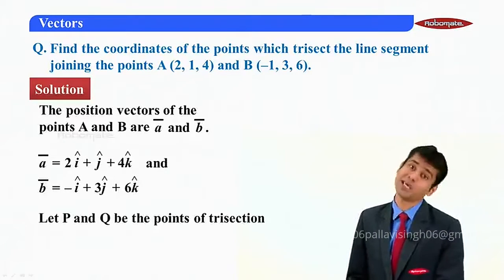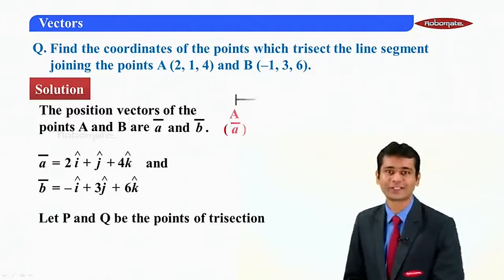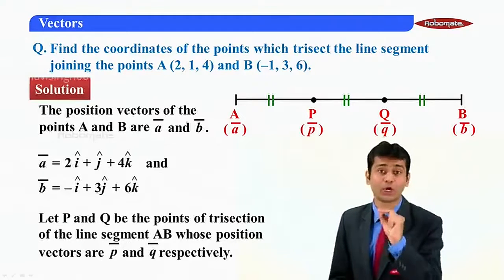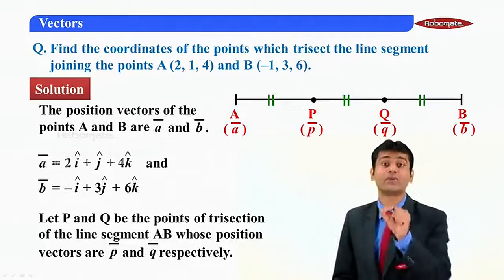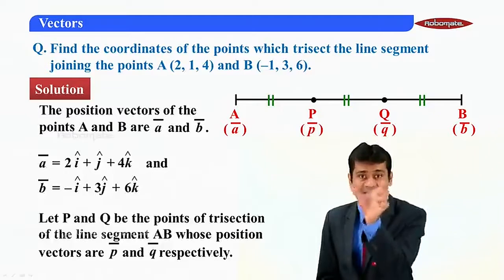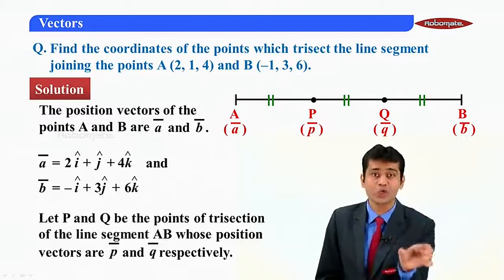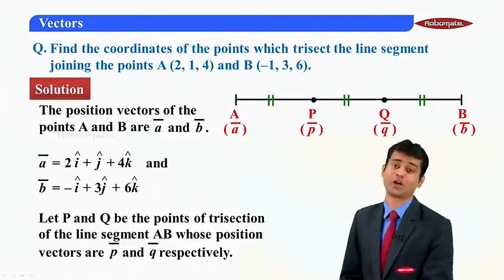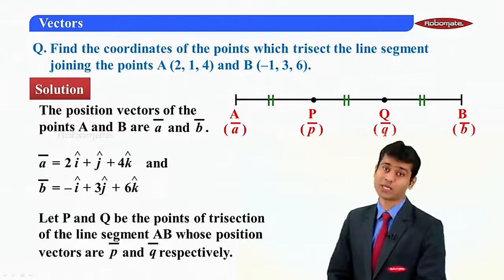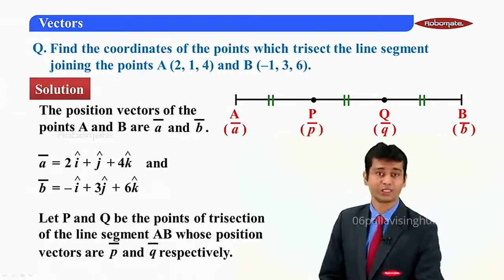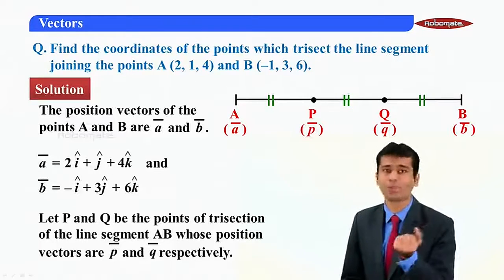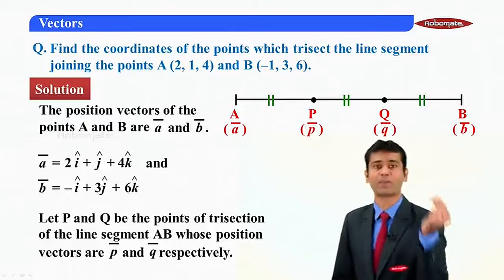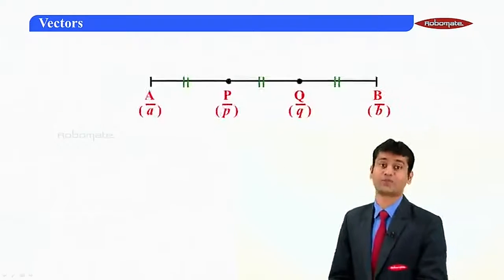Now let points P and Q trisect the segment AB, which is shown in the diagram. So P and Q become the points of trisection. Yes, they divide the segment AB into three equal parts: AP, PQ and QB. Let us take the position vectors of point P and point Q to be P bar and Q bar respectively. This sum is divided into two parts. In the first part, we will find the point P, and in the second part, we will find the point Q. Let us first find point P.